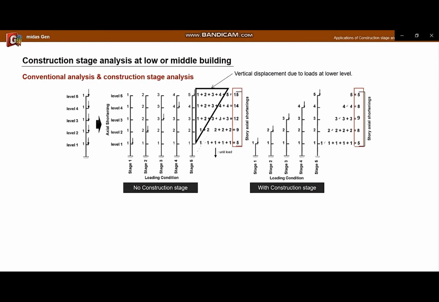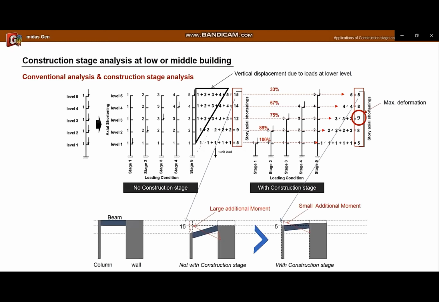The right is the case considering the construction stage. Since only the deformation due to the force acting at each level occurs, the deformations from level 1 to 5 are 5, 8, 9, 8, and 5. Interestingly, the greatest deformation occurred in the middle story. In conclusion, the deformation caused by the deformation of the lower level is removed, and at the level 5, the deformation is reduced to about 33% of the conventional analysis.